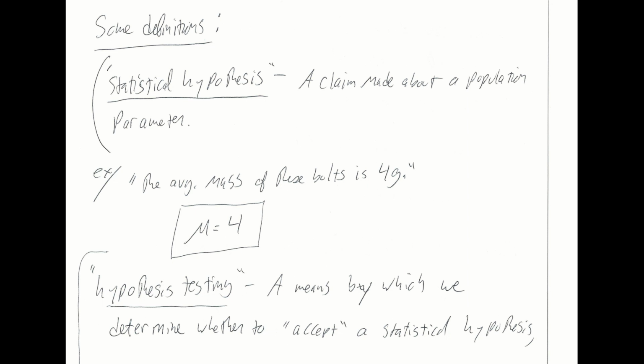So for example, the manufacturer here is telling us that the average mass of these bolts is 4 grams. They are asserting a value for the population mean. They're claiming that mu equals 4. That is a statistical hypothesis.